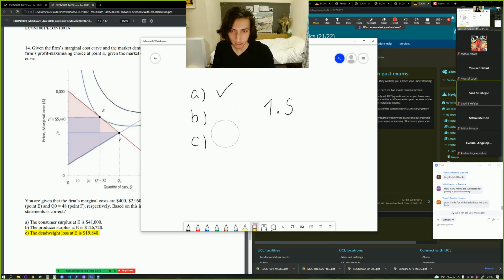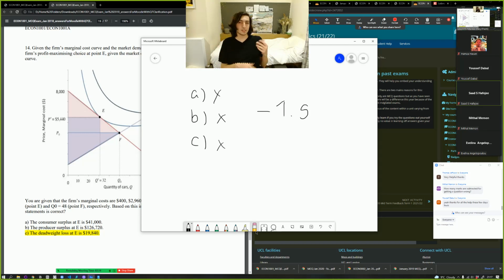If you get 2 wrong, you get 0 marks. If you get all 3 wrong, you get negative 1.5 marks. Okay? This is basically that for every question there's a negative 0.5 if you get it wrong, but if you get the other ones right, you get the 1 mark.